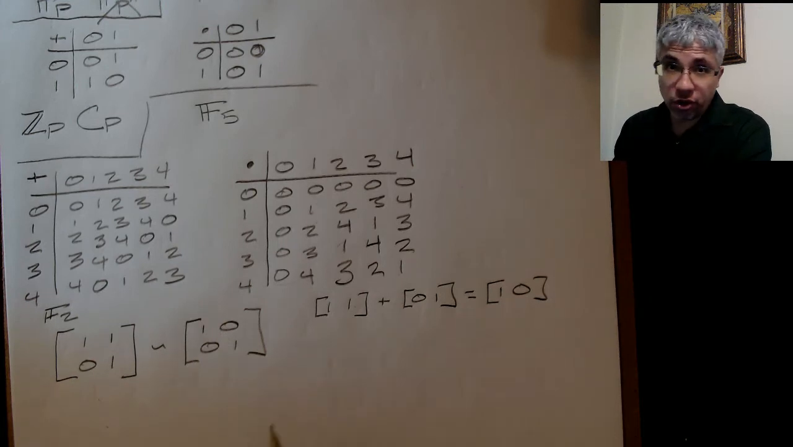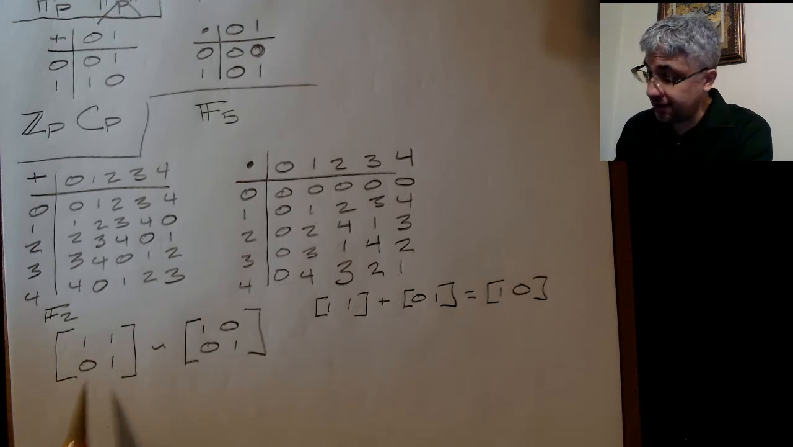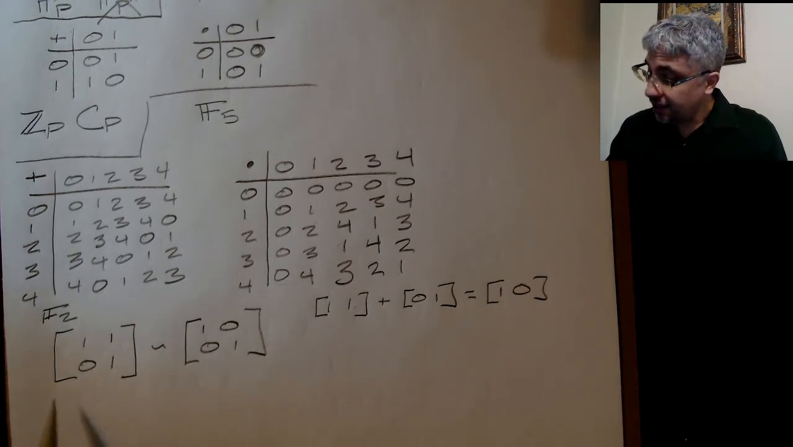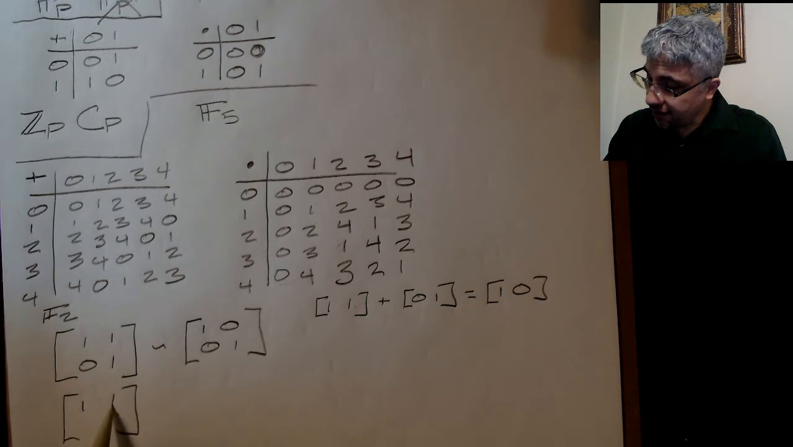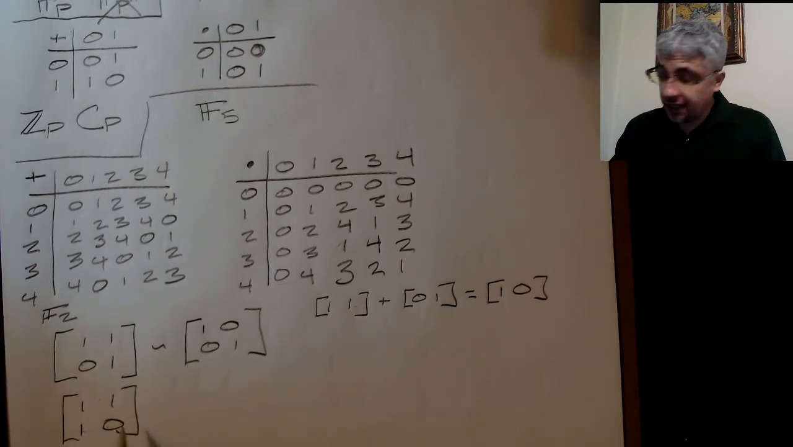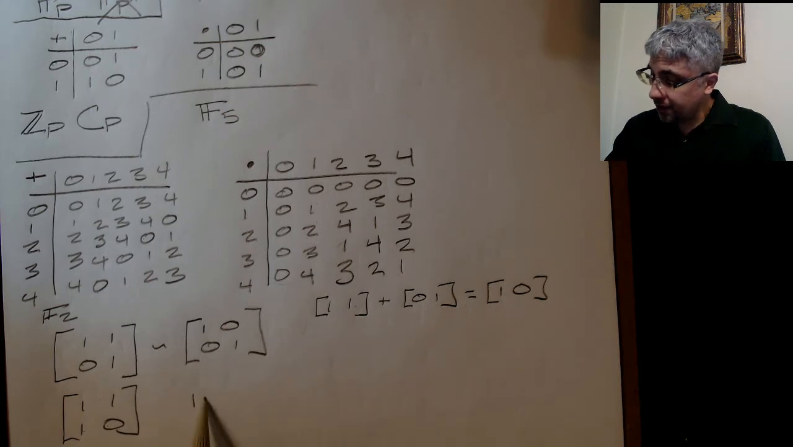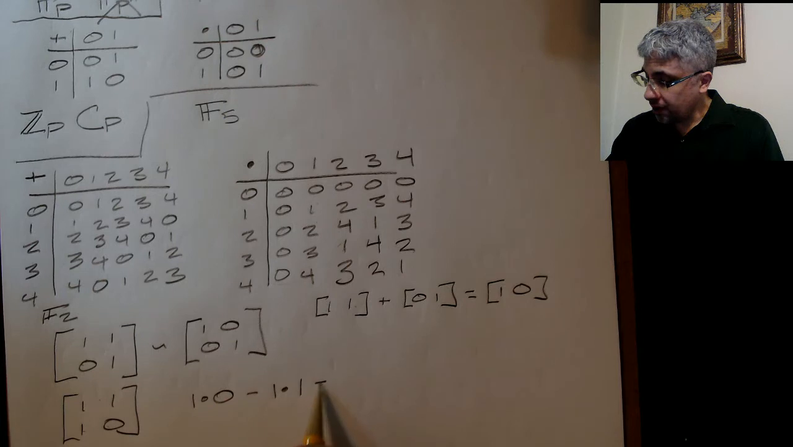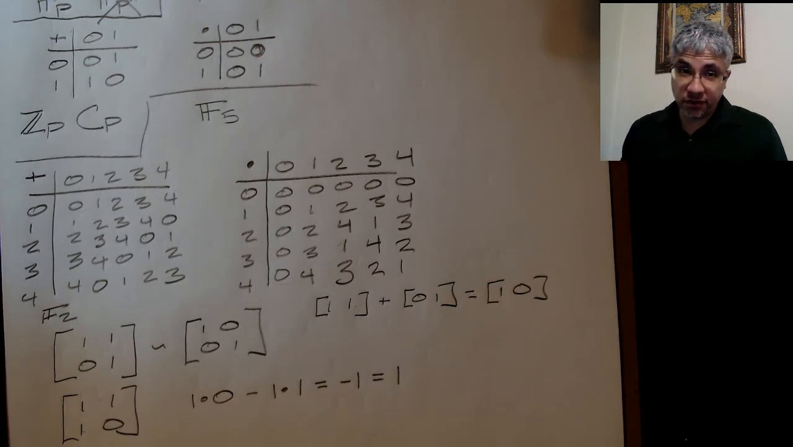So we can work over this. We can take determinants of matrices here. The determinant of this is 1. The determinant of this is 1. The determinant of this, well, if we wanted to take it, what would we do? We'd take 1 times 0 minus 1 times 1, which is minus 1, which is 1, because we're in the field with 2 elements.